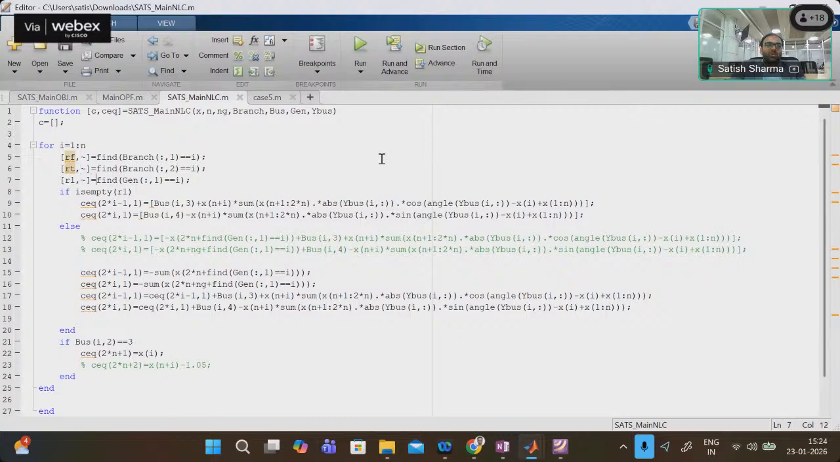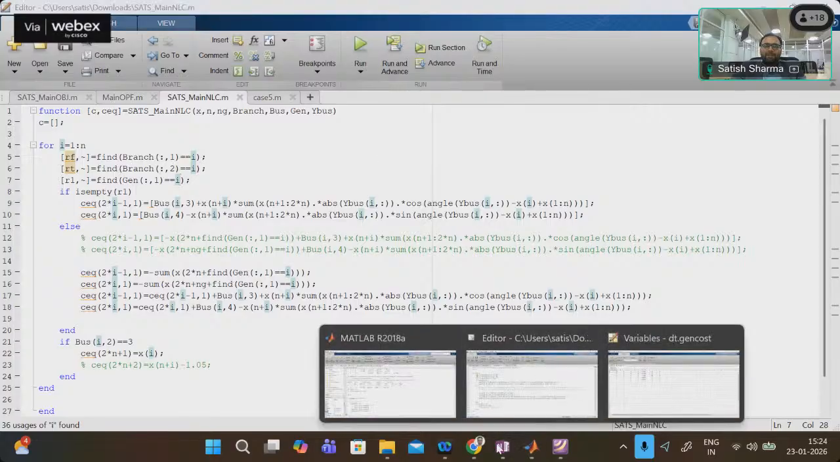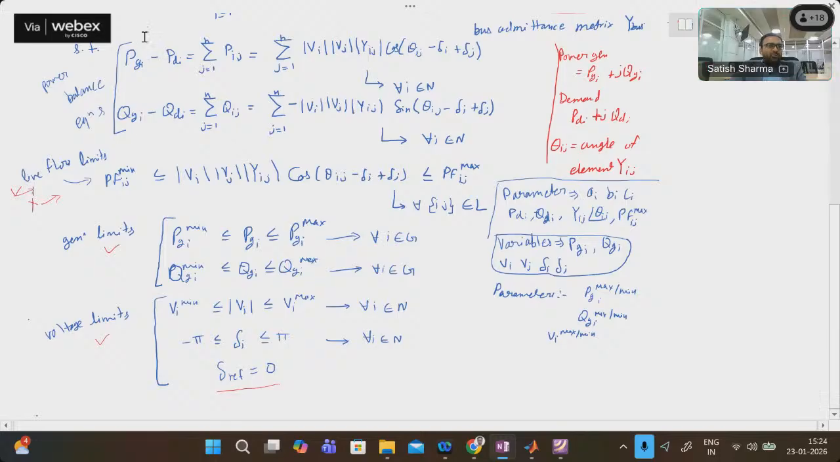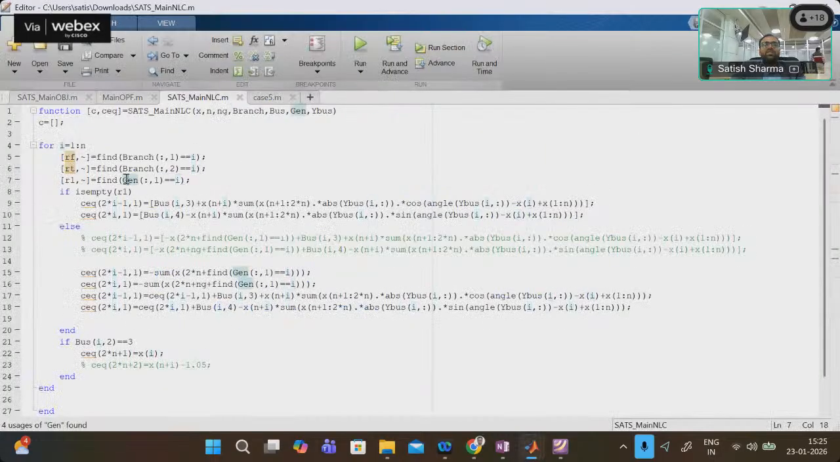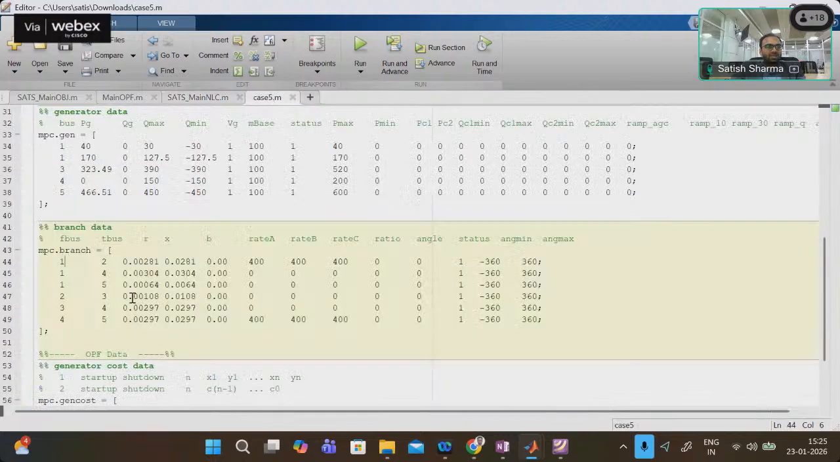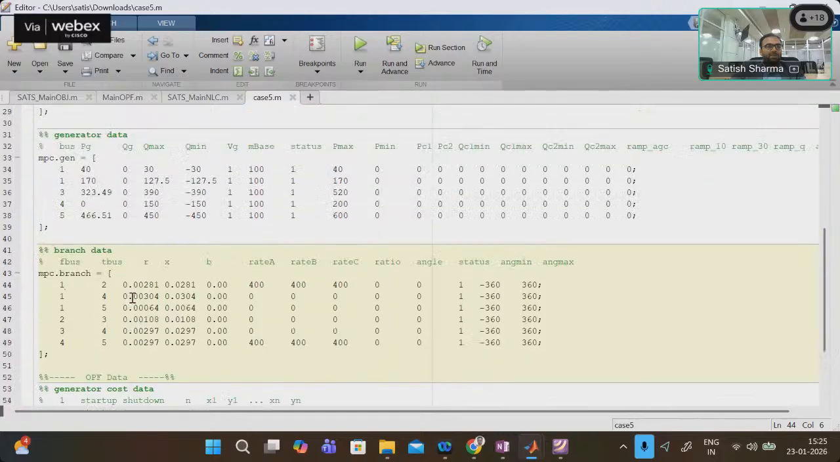Then I will also look whether there is a generation at the ith bus or not, because if there is no generation, this PG and QG is not needed for those particular generators. So I will also check whether the generation is there or not. If I see here in the generator matrix, where is the generator matrix? Here. So there is no generator at bus number 2. So we should avoid that as well, right?